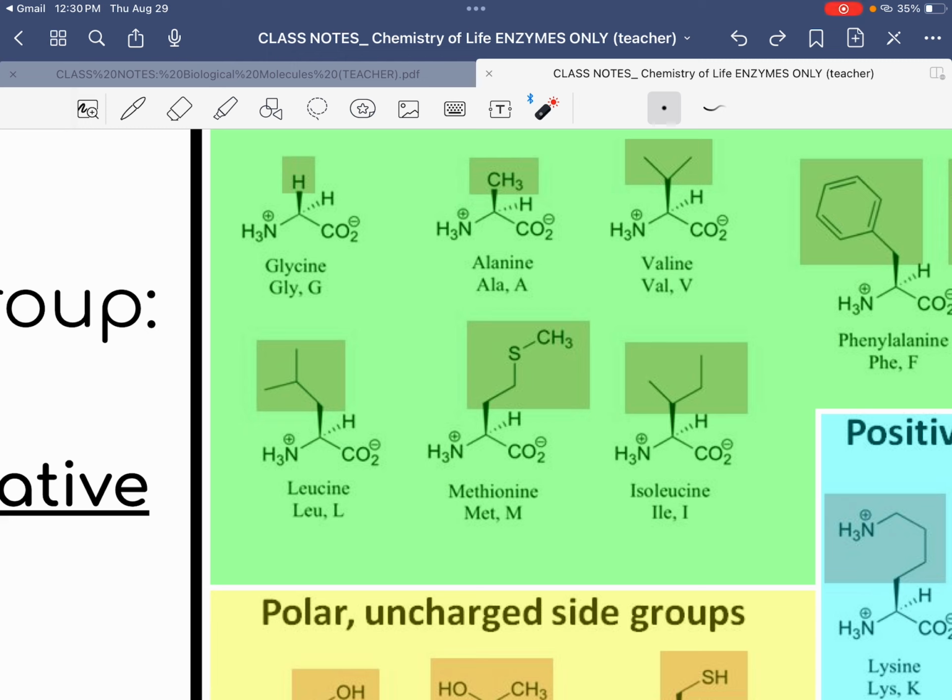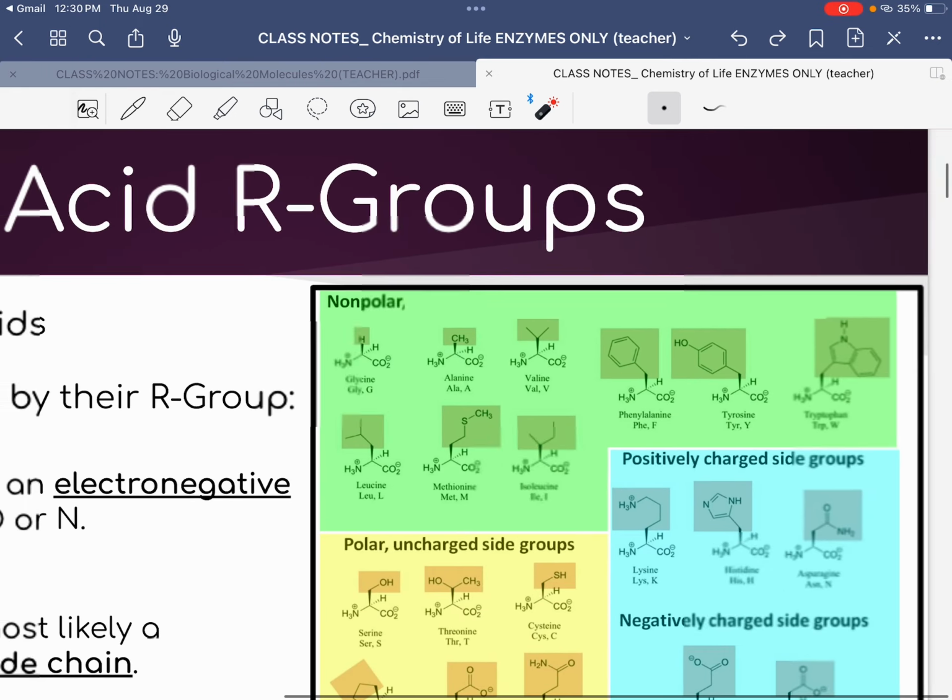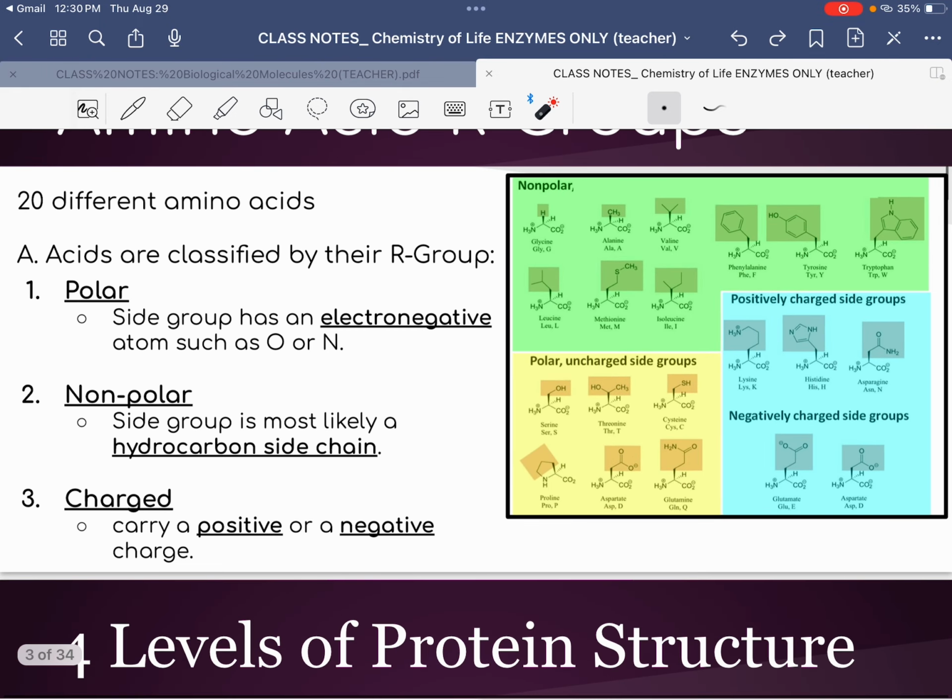Okay, this one has a ring. Here it's got a sulfur in it. But really, you don't need to memorize all of them. What you need to understand is that we can place them into groups. Okay, so there's 3 groups that you need to be able to place your amino acids into, either a polar group, a non-polar group, or a charged group. Okay, and I'll make it really obvious.